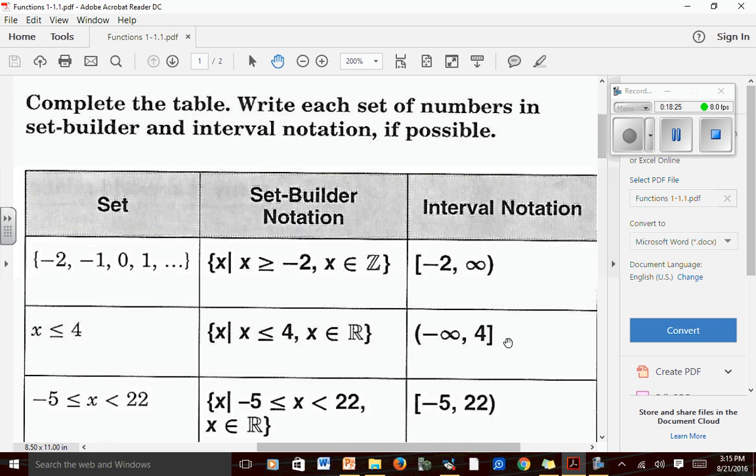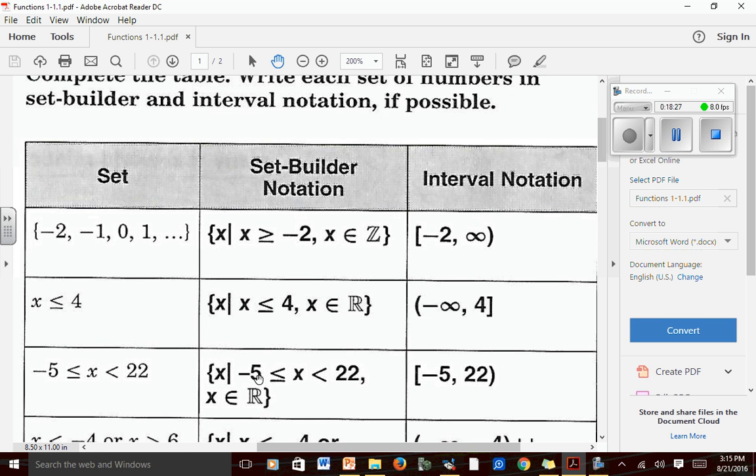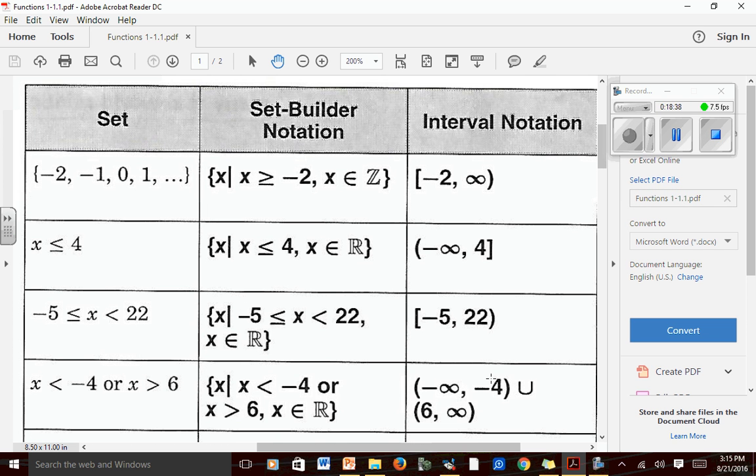For the next one, there we go. We just copy that thing down in here and indicate we're working with real numbers. Again, this time it includes -5 but doesn't include 22. And then here's the fourth one. We got the or. So when we're over here in interval notation, we have to use the union symbol there. Everything's parentheses on this side because there's no equal to in any of these things. And then here's the last one.